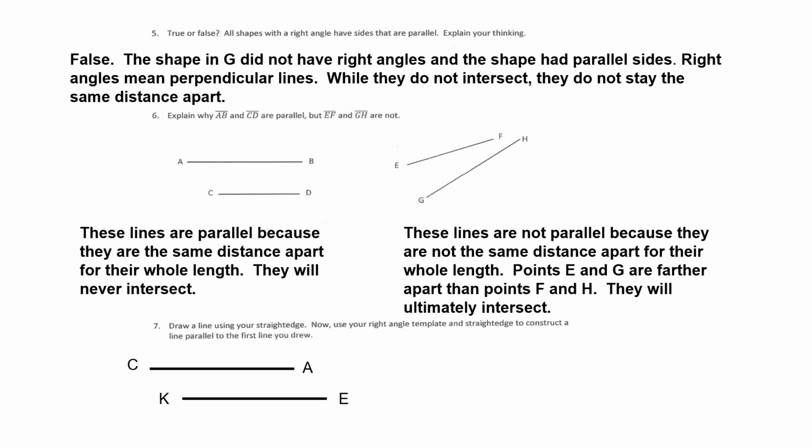And 7, draw a line using your straight edge. Now use your right angle template and straight edge and construct a line parallel to the first one you drew. So I did CA and KE. So they are parallel.